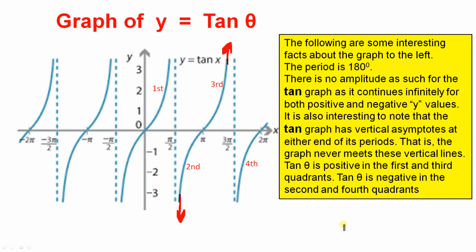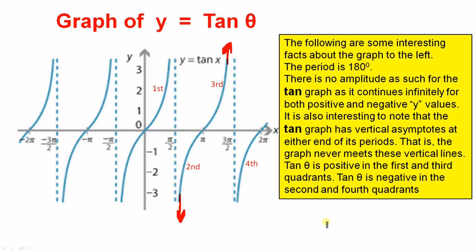It is also interesting to note that the tan graph has vertical asymptotes at either end of its periods. That is, the graph never meets these vertical lines. So if you see these dotted lines here, all over the place, as the graph continues in either direction, it never meets these lines, so these lines are called asymptotes. And I mentioned the concept of asymptotes in an earlier video.